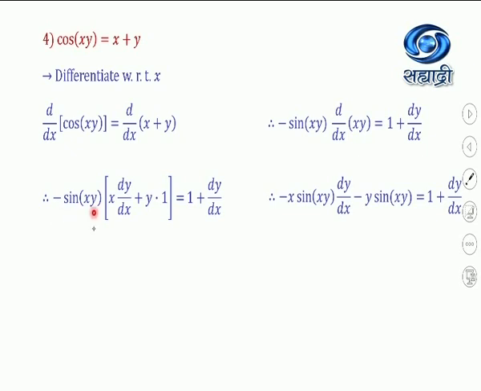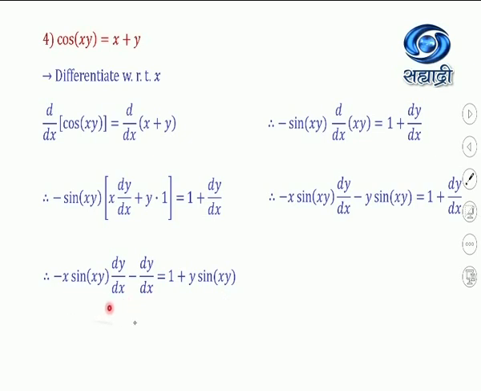Multiplying minus sin xy into this bracket, we get minus x into sin xy into dy/dx. Now minus y into sin xy is equal to 1 plus dy/dx. Now this can be written as minus x sin xy into dy/dx. Now take this dy/dx to the left hand side, it becomes minus. Now this one as it is, and take this second term to the right hand side, it becomes plus.